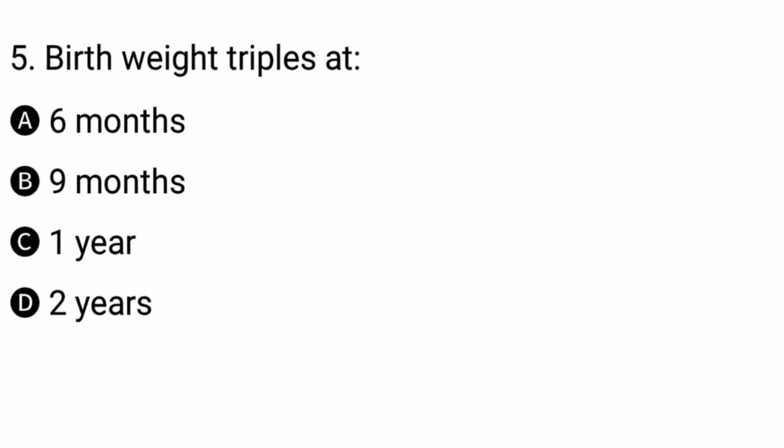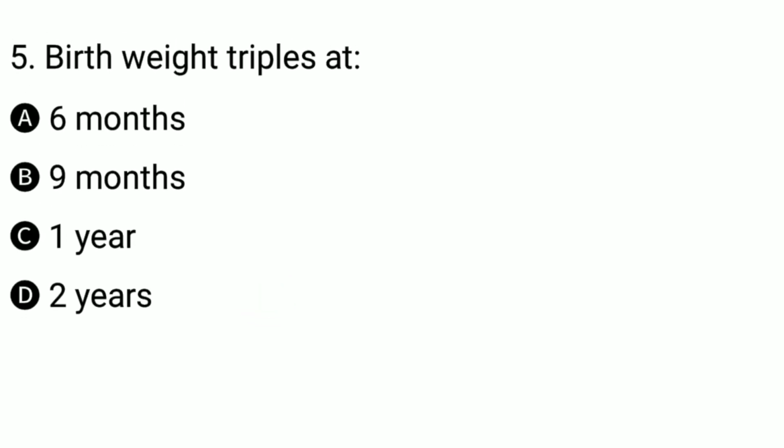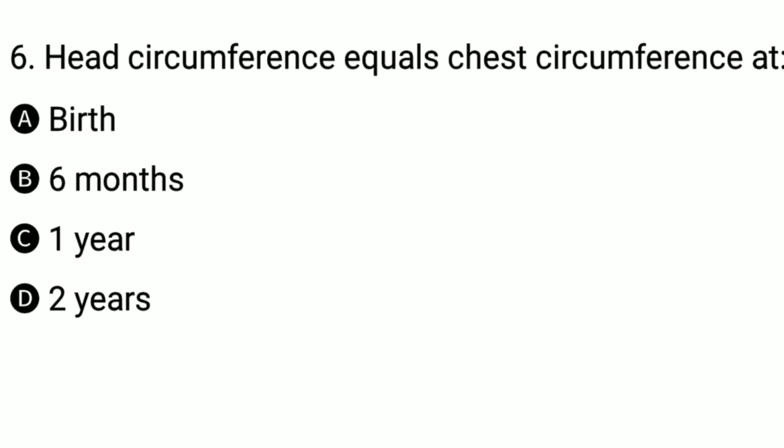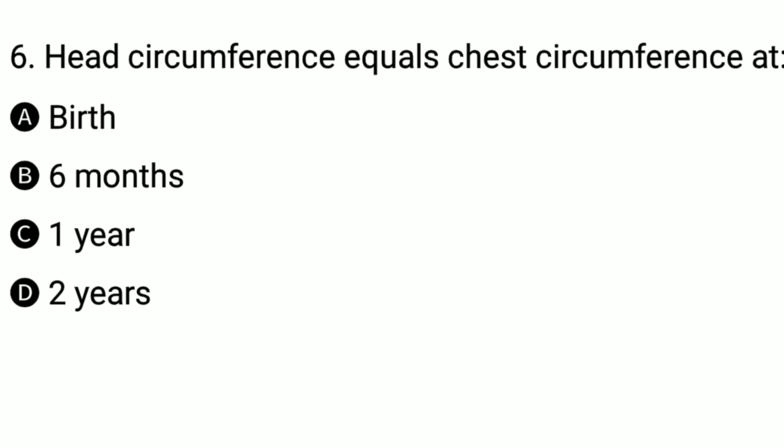Question number 5. Birth weight triples at. The right option is option C, 1 year. Question number 6. Head circumference equals chest circumference at. The right option is option C, 1 year.